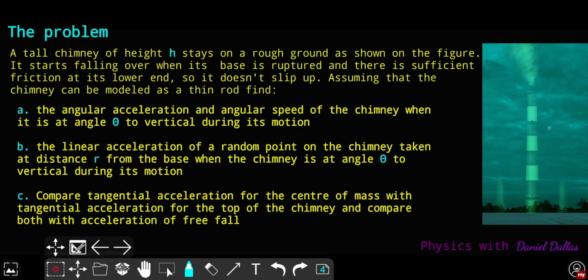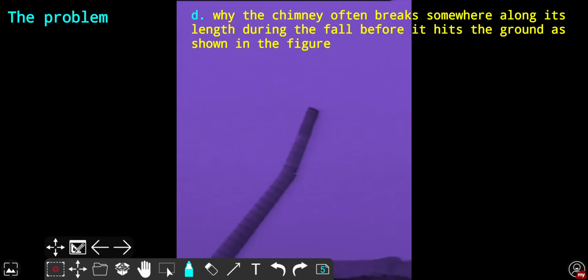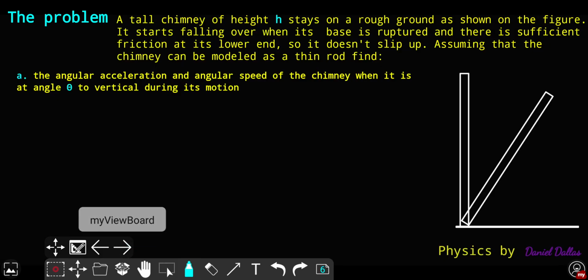Here is the figure, and there is also another last question, part D. When the chimney falls, it often breaks somewhere along its length during the fall, before it hits the ground. In the picture you see the rupture happens there. That's the breakdown, long before it hits the ground, and you need to explain why it happens. So let's get to the first question.